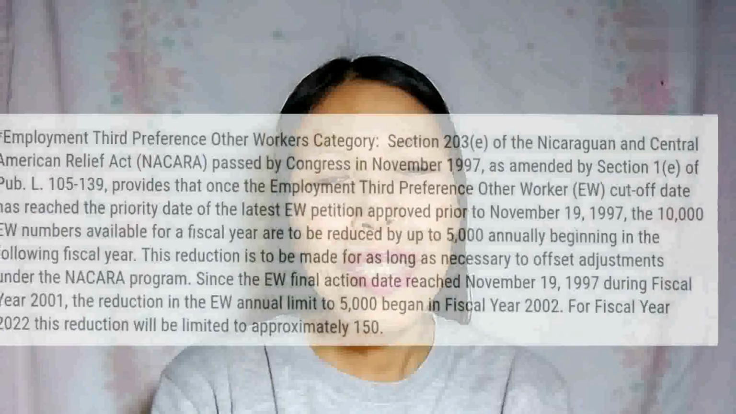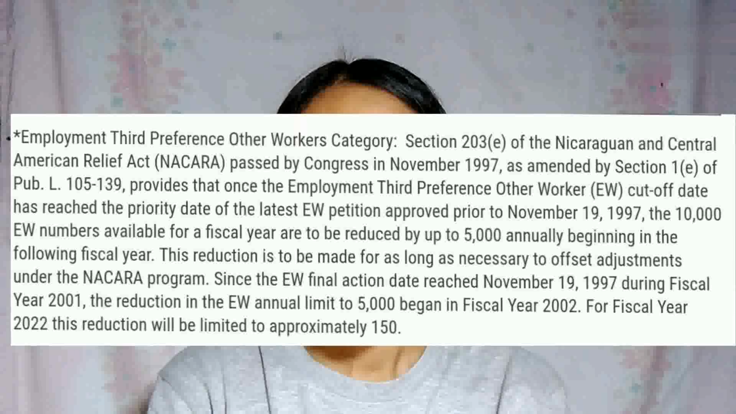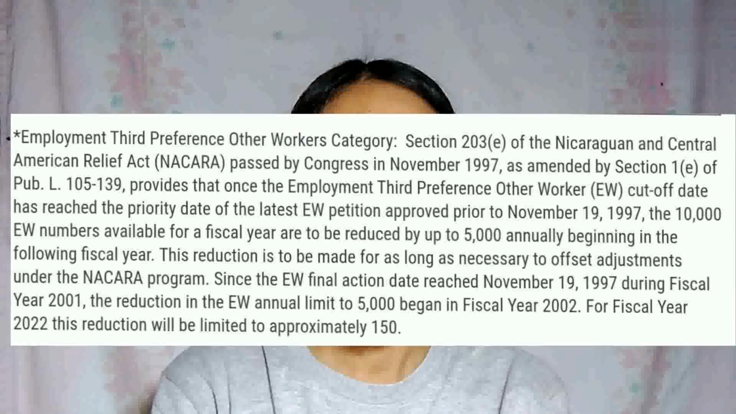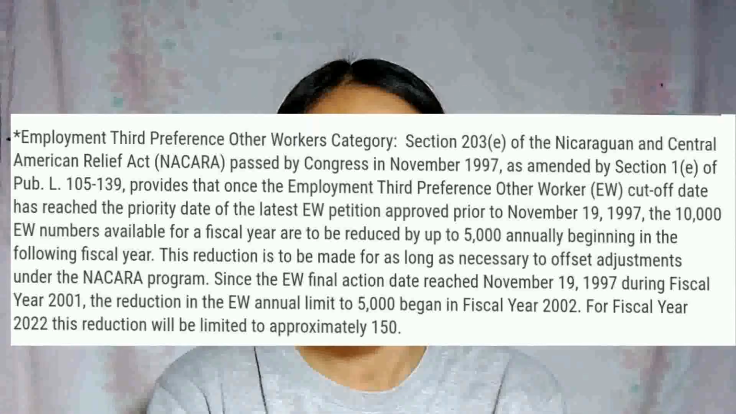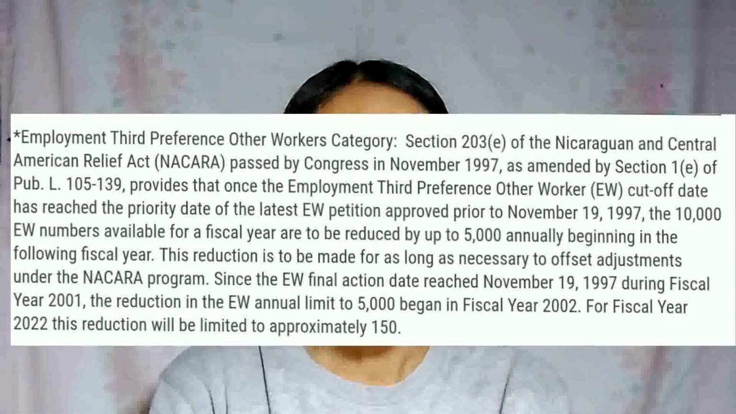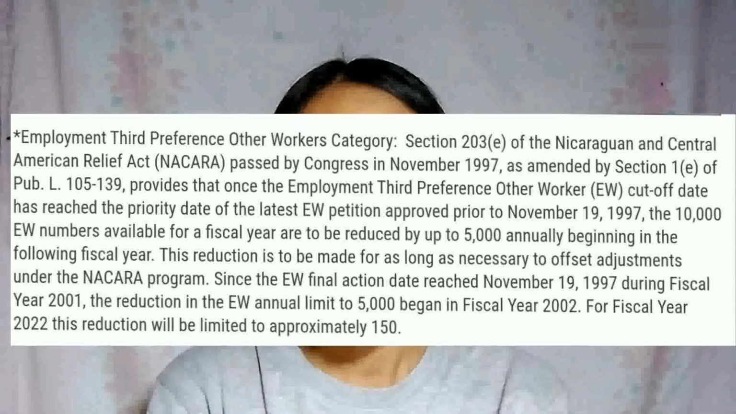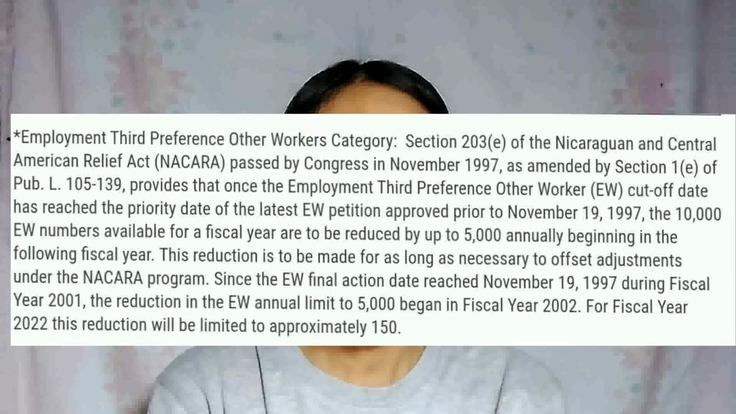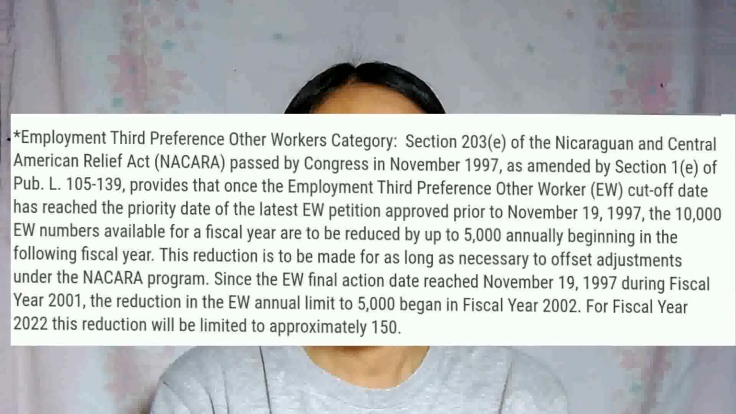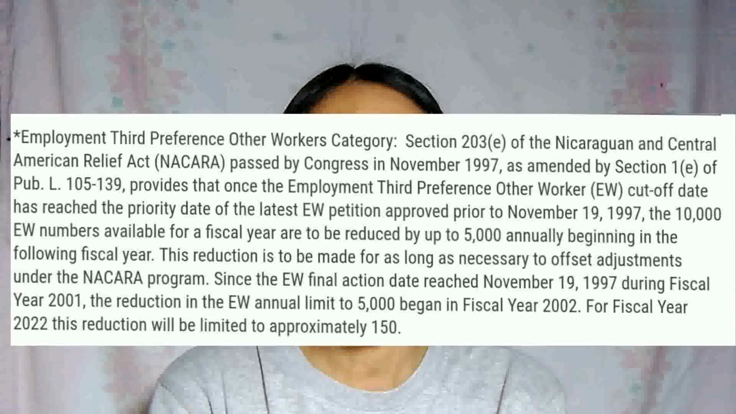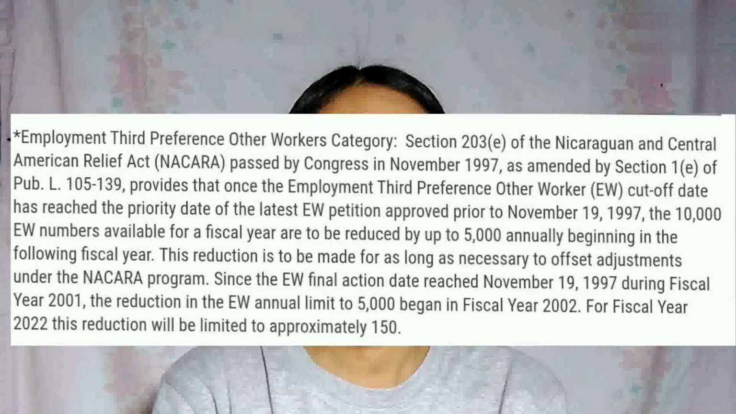Employment third preference other workers category. Section 203E of the Nicaraguan and Central American Relief Act, NACARA, passed by Congress in November 1997, as amended by Section 1E of Public Law 105-139, provides that once the employment third preference other worker or EW cutoff date has reached the priority date of the latest EW petition approved prior to November 19, 1997.